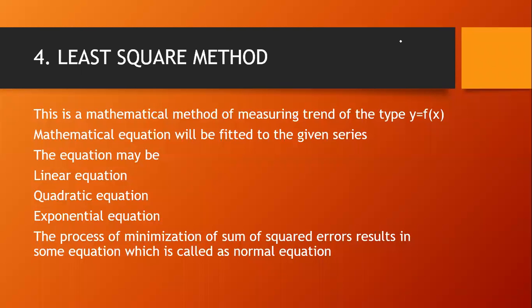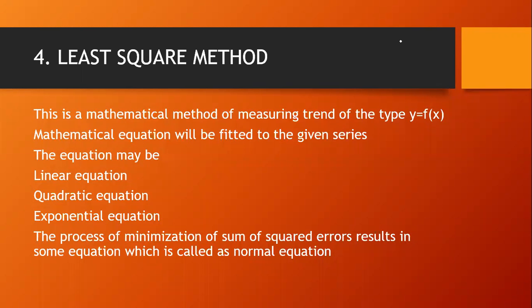Today we will move to the next method, that is the least square method. I just explained yesterday what it is in a brief way. When you say least square method, here it is different. It is a little different. There are slight changes between the semi-average, moving average, and this method.